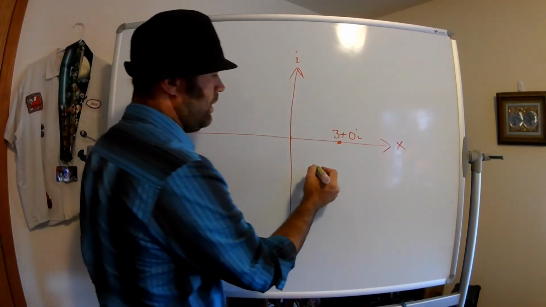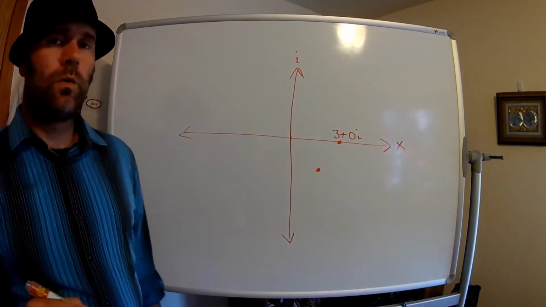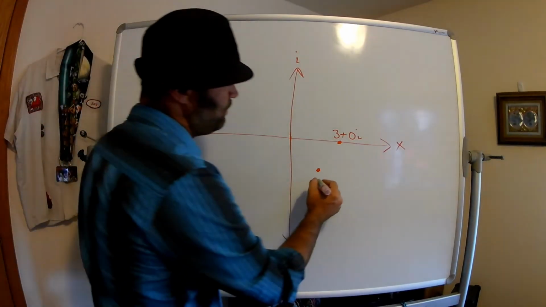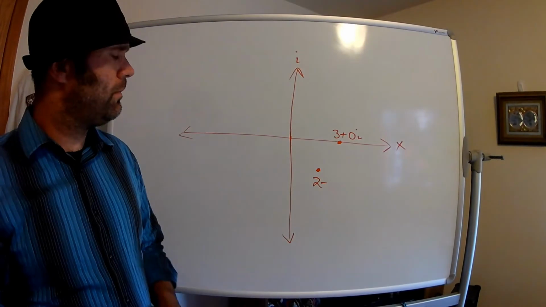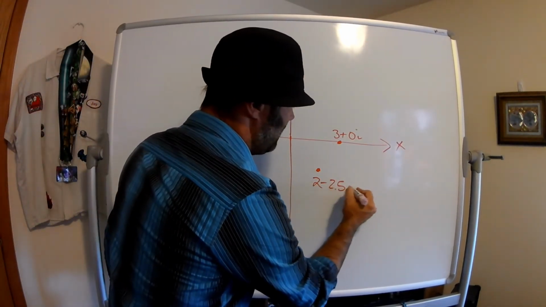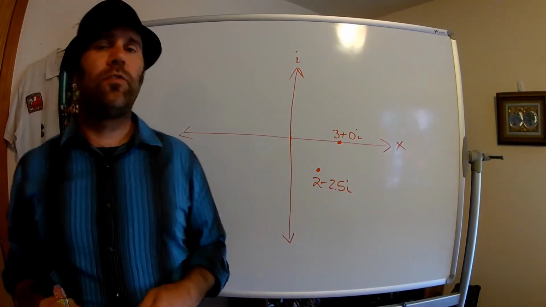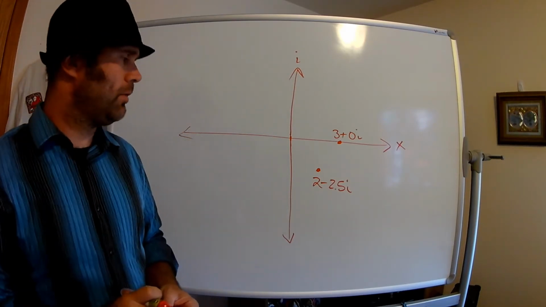You say, okay, well then what might live right there? Looks like it's right maybe 2. Because it's down, let's say 2.5 i's. So 2 minus 2.5i. Starting to see the picture here? Alright.